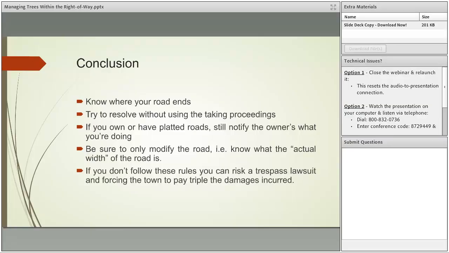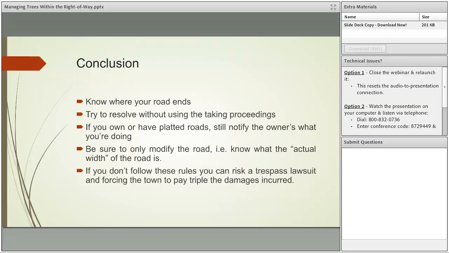So another question is, landowners are not responsible to clear trees and brush within the right-of-way? No, landowners will not be responsible to clear trees and brush within the right-of-way. That is a town board duty, and they shouldn't.